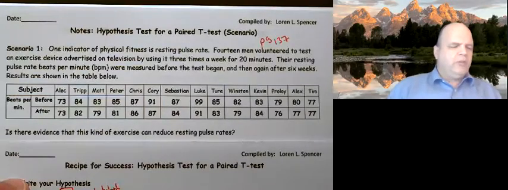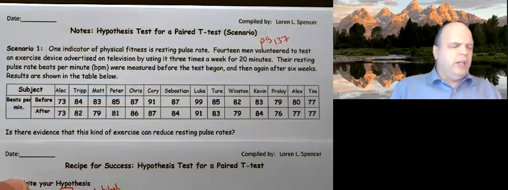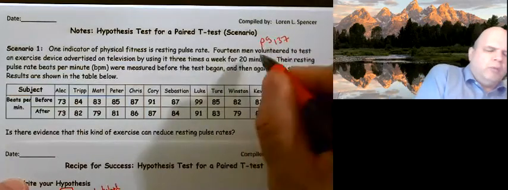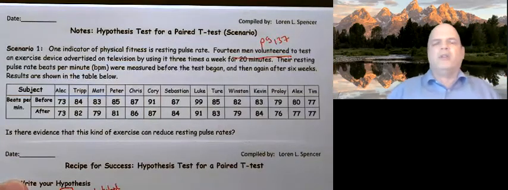All right, this will be running a hypothesis test for paired data. It's page 137 of the note spirals. So we have the scenario. One indicator of physical fitness is resting pulse rate. 14 men volunteered to test an exercise device advertised on TV by using it 3 times a week for 20 minutes. Please note, it says volunteered. We're going to need to address that in our conditions.